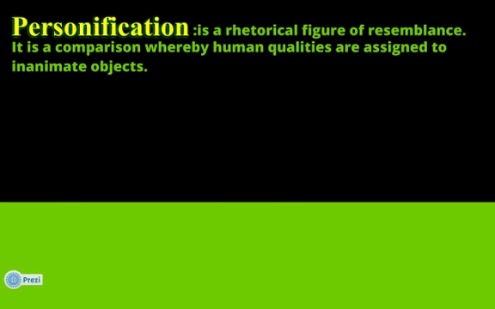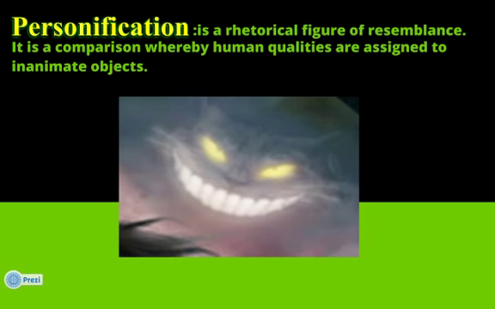Personification is a rhetorical figure of resemblance. It is a comparison whereby human qualities are assigned to inanimate objects. Here, the Cheshire Cat from Alice: Madness Returns is displaying a huge grin that is unlike anything a cat would be able to do. The cat has been given the humanesque quality of a teeth-filled smile.